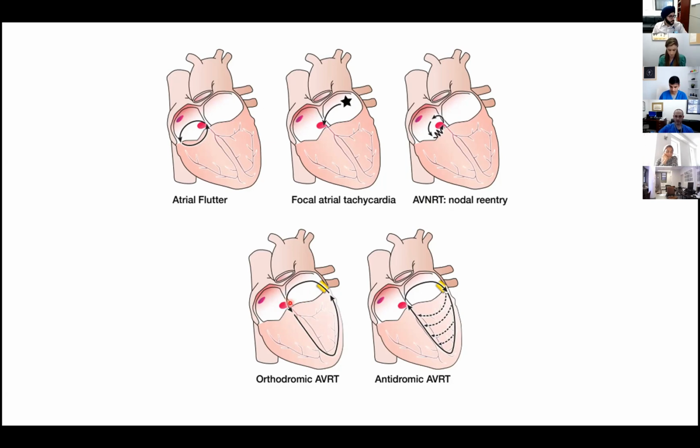And this circuit involves the AV node, right? It goes down to the ventricles, goes up from the ventricles, and then up the accessory pathway, and then the atria. That's your orthodromic AVRT. And then antidromic AVRT is the same thing, just in the opposite direction, but we'll not talk about this because it manifests as a wide complex arrhythmia.